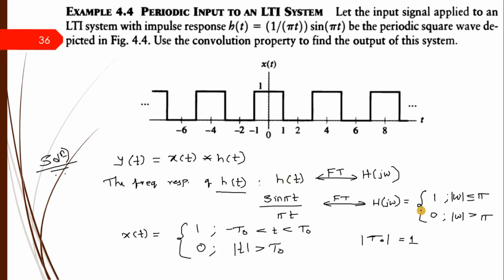Now h of t's frequency response, we have written here. Similarly for x of t, if I'm supposed to write the frequency representation or Fourier representation, you know that it's a periodic signal. H of t was not a periodic signal, so we could apply FT directly, but this is continuous time and a periodic signal. For continuous time and periodic signal, we should apply FS. So x of t should be applied with FS because it is periodic.